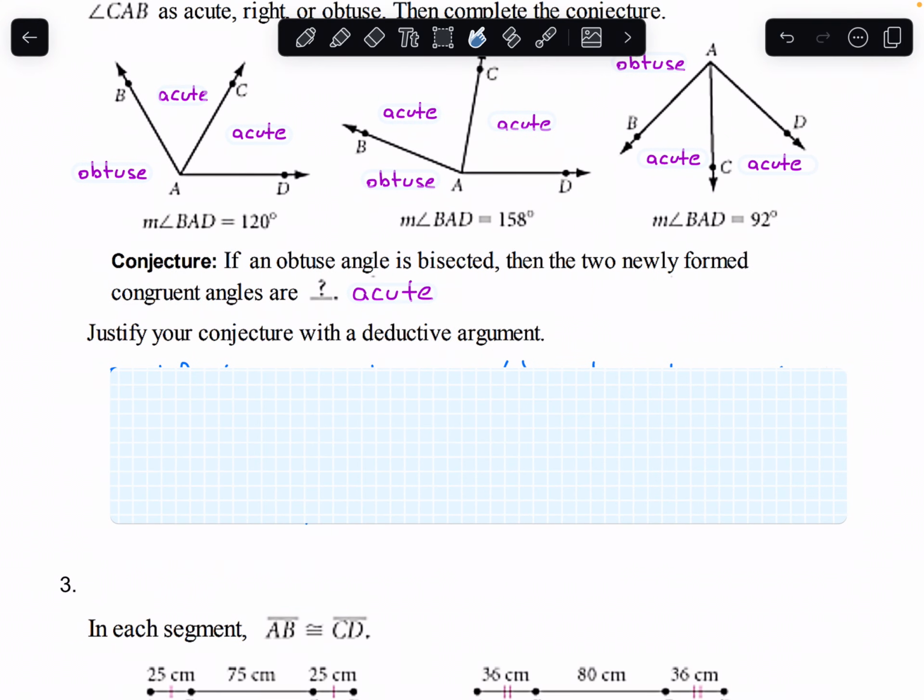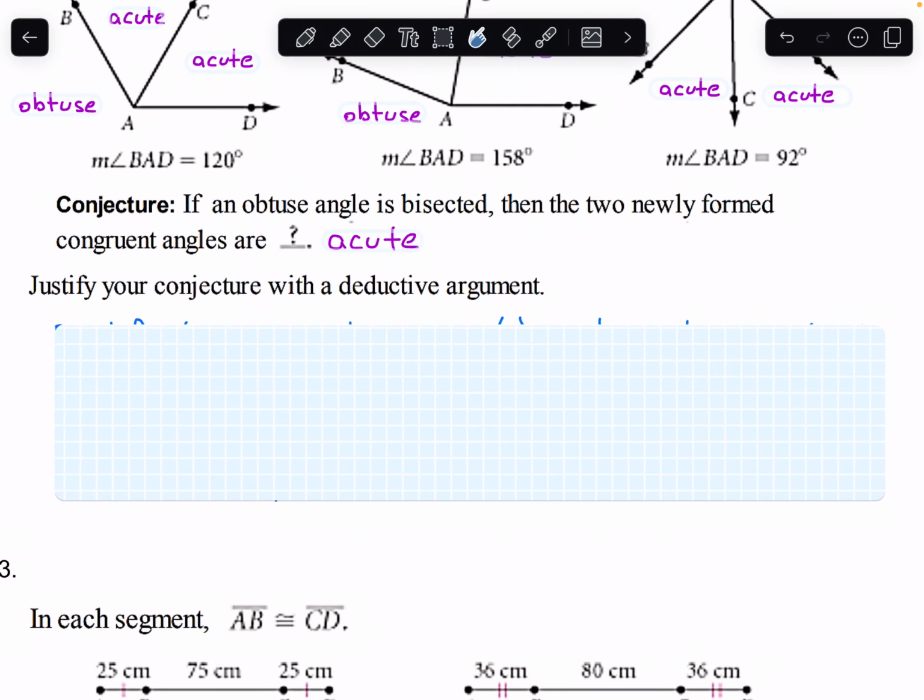Now, let's justify our conjecture with a deductive argument. Knowing where we are trying to get to, could we go back, use our other properties and definitions to create a proof so we can be absolutely certain that every obtuse angle, when bisected, forms two acute angles? Here's what I've come up with.